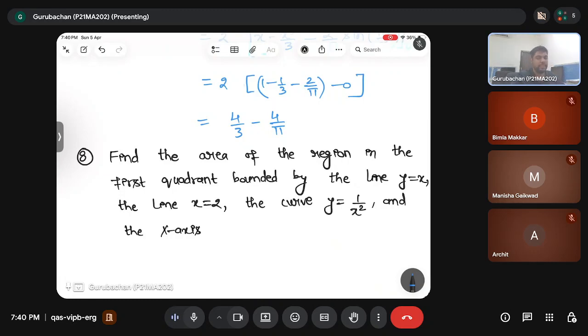So this region is covered by y equal to x, x equal to 2, y equal to 1 by x square, and x axis. And we are only talking about the first quadrant. So you have to see where these are cutting, and then only you can find out the region. You can get the limits, and then you can do the integration. So quickly draw it and tell me your answers.